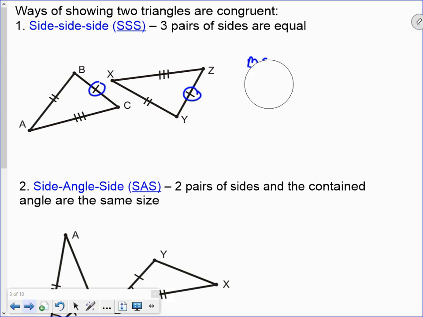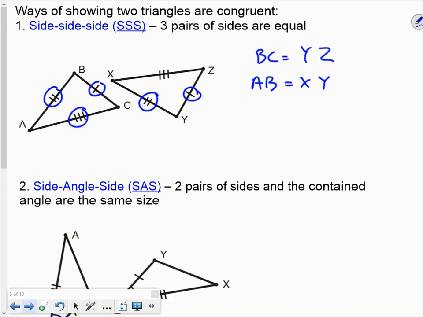side BC is equal to side YZ. We can see that AB is equal to side XY, and that side AC is equal to side XZ. So we can say that triangle ABC is congruent to triangle XYZ.